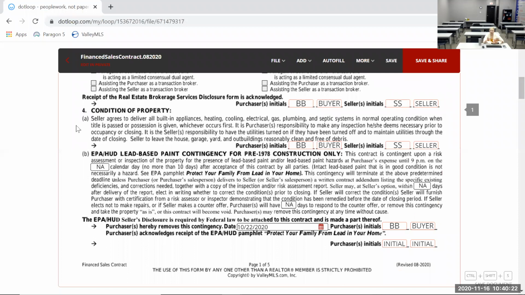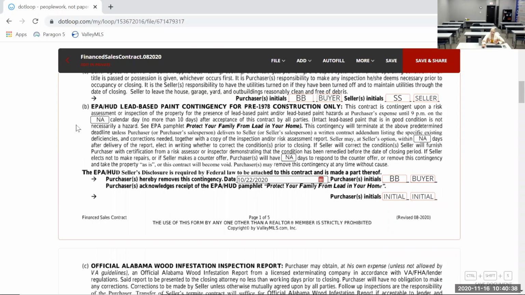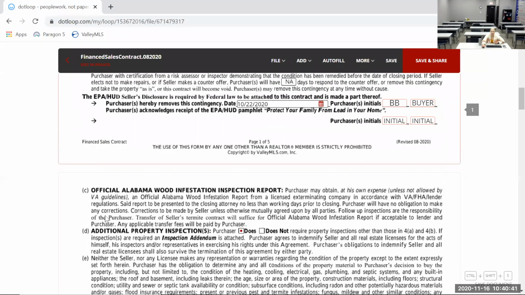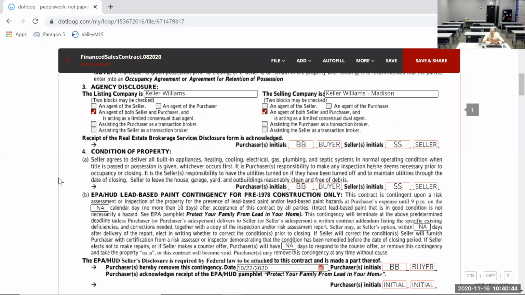Okay, paragraph 4. Paragraph 4 is a big paragraph. I would print this contract out, and there's 2 paragraphs that I would highlight and know like the back of my hand. One is paragraph 4A, and one is 9, which we'll get to a little bit later. All right, paragraph 4 says that the seller agrees to deliver all built-in appliances, heating, cooling, electrical, gas, plumbing, and septic systems in normal operating condition until title is passed or possession is given, whichever occurs first.